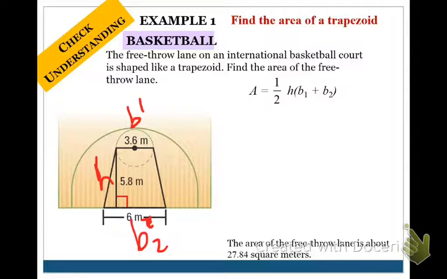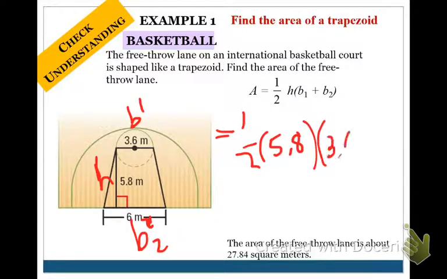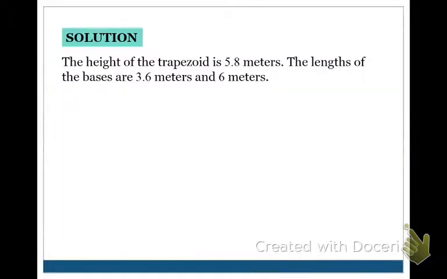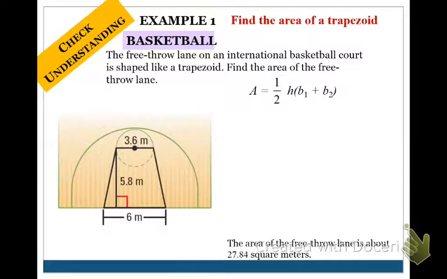All right, so when we plug in, we're going to have 1/2. The height is 5.8. Base 1 is 3.6, and base 2 is 6. We multiply all that out. Okay. So we do the math, and let's see what we should get. What'd you guys get? Oh, there it is, 27.84. Should be your area.